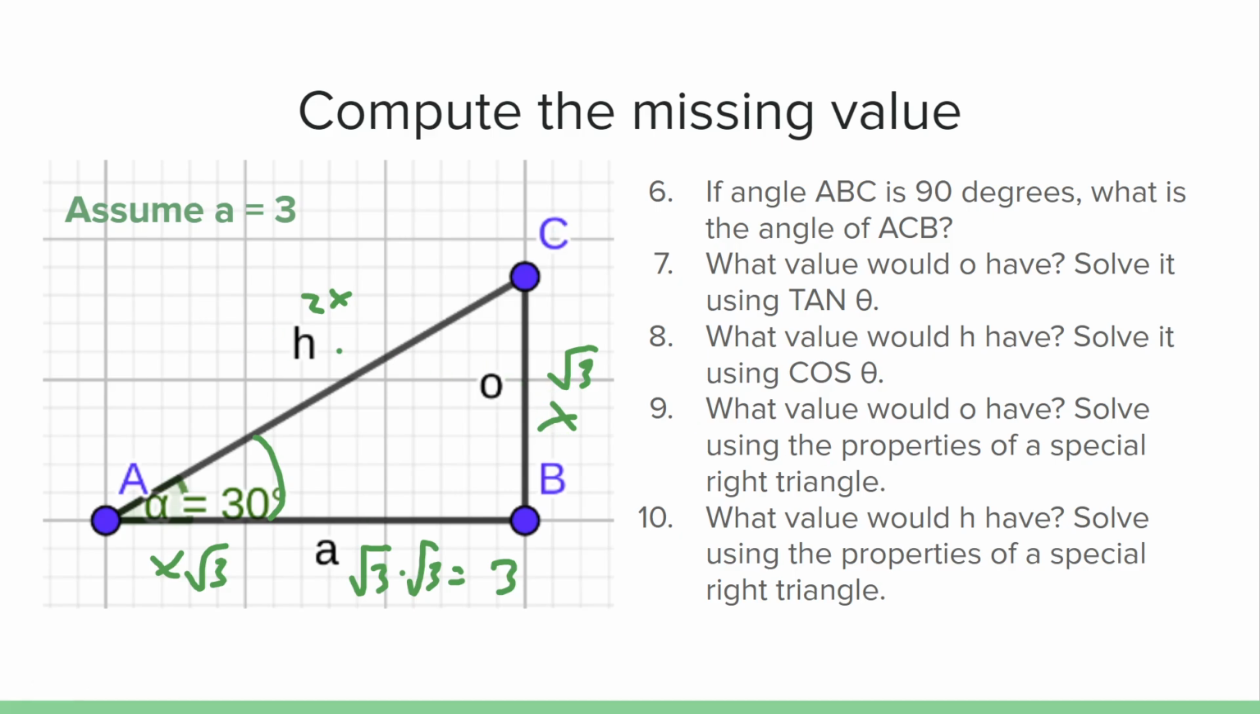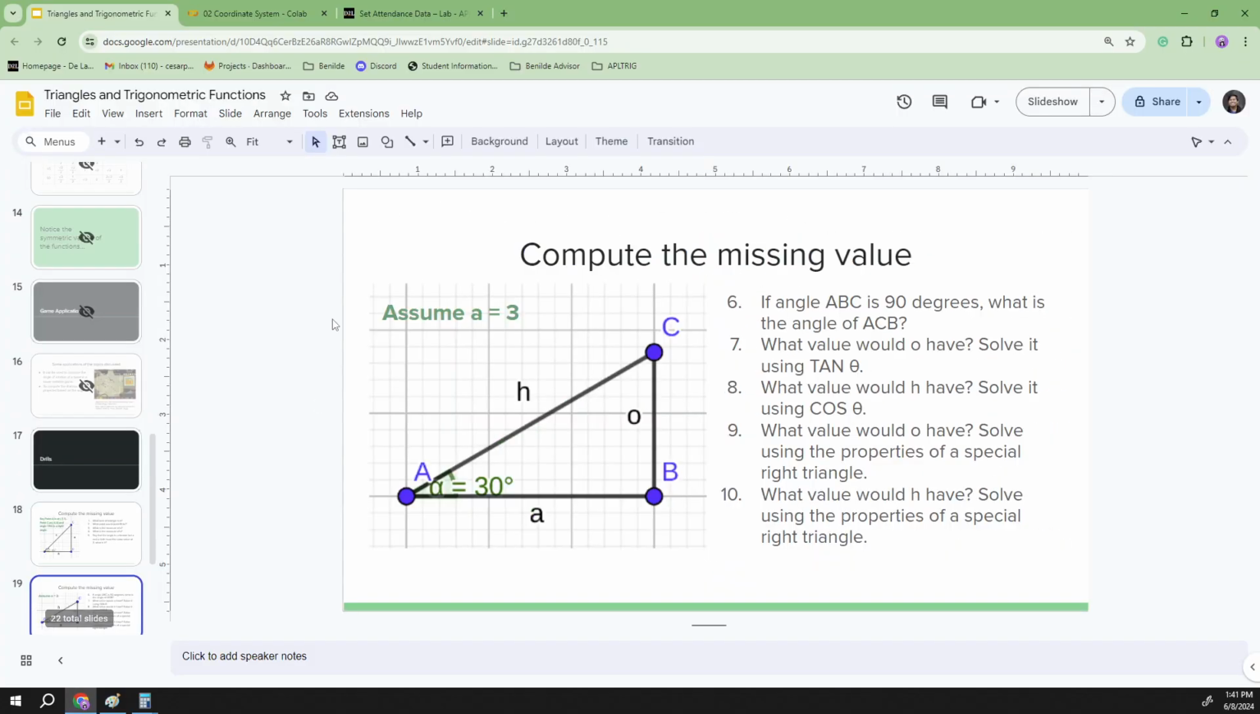So anyone, what would h be given the special right triangle? 2 square root of 3, or 2 times square root of 3. Okay? So that is yung 30, 60, 90. So good to know. Could be useful maybe at some point. Okay?